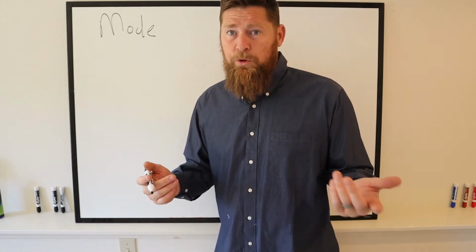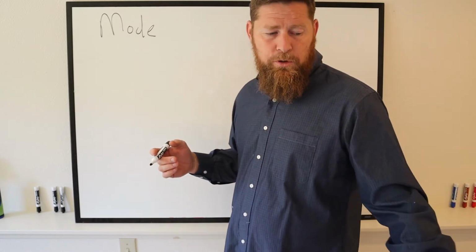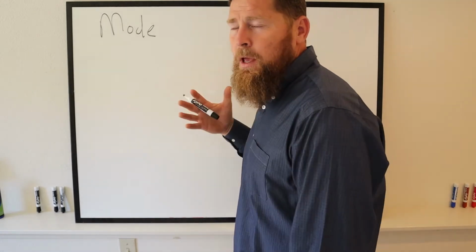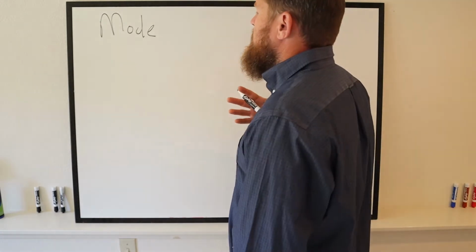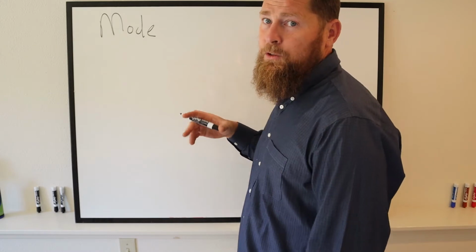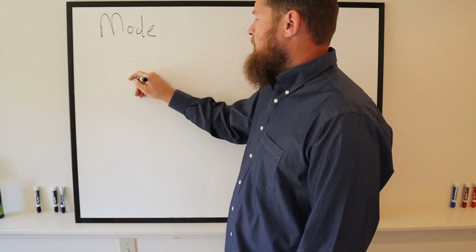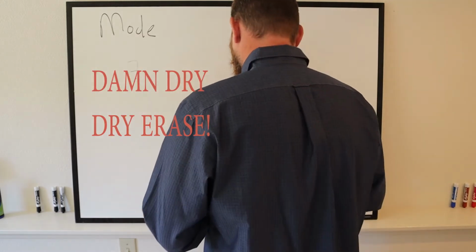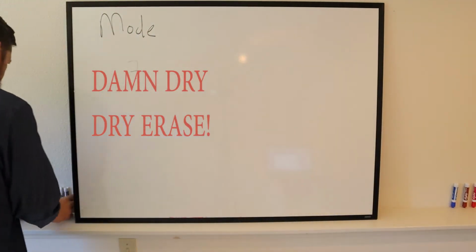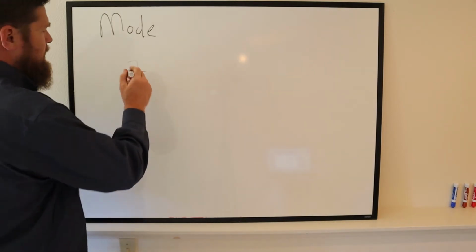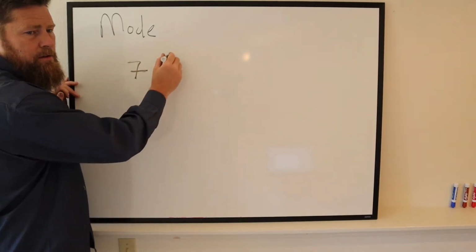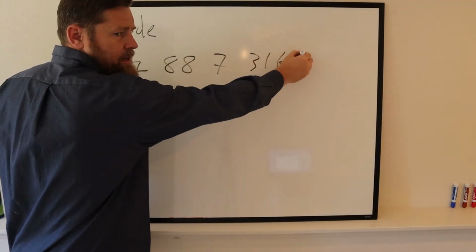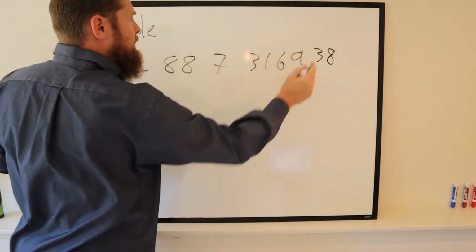If we have, say, a distribution of scores, and the book uses the distribution of scores, and it says, here's this data set. It says, how many dreams do students have in a week? And so it measured these 10 people, and it said that they had, I hate it when these things don't work, 7, 8, 8, 7, 3, 1, 6, 9, 3, and 8.